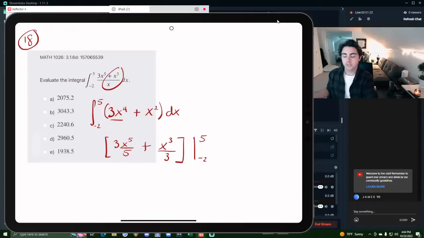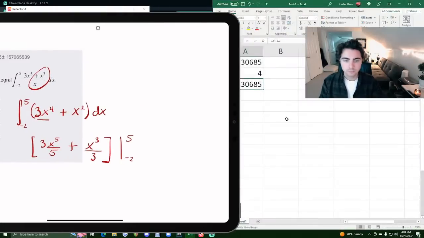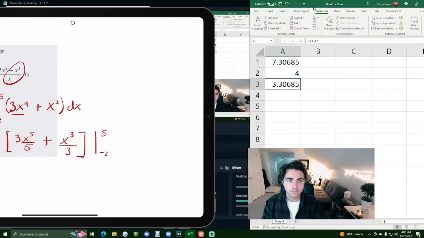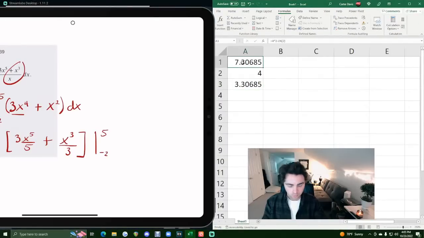Breaking out Excel. Move this over, bring this back, do that. Sorry. Just bring this over here. There we go. Just gonna plug the 5 stuff in first. So 3 times 5 to the 5th over 5. Typing it in just like that should be good. No parentheses needed. Plus 5 to the 3rd over 3. And we get this because I forgot to do equals.